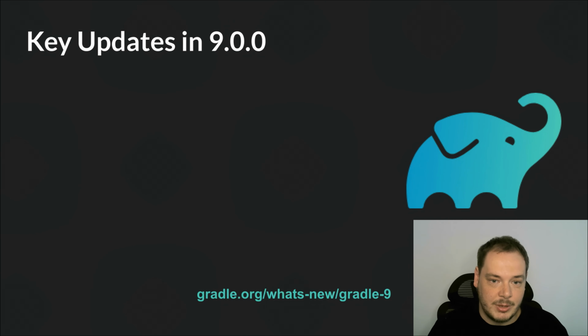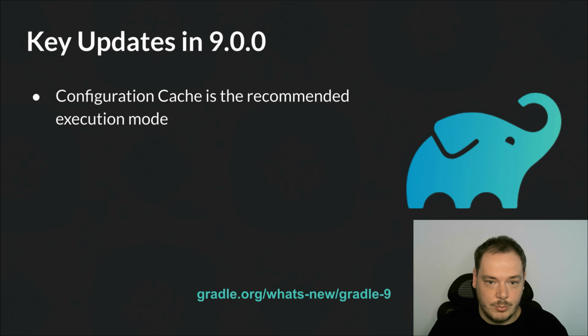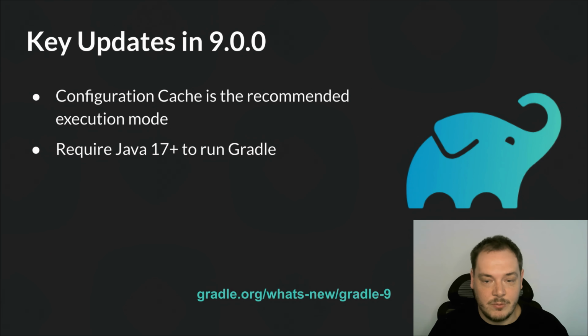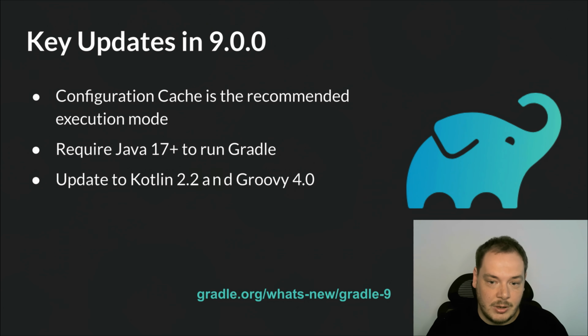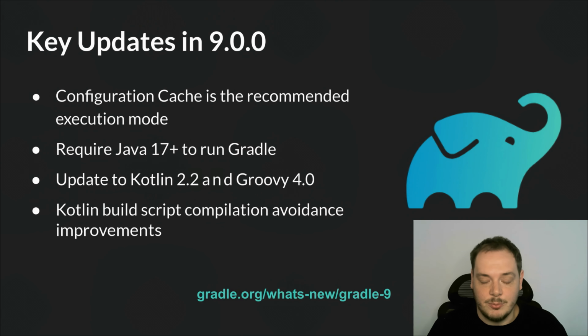In this release, we made configuration cache the recommended execution mode, or the preferred execution mode. It means that we encourage people to start adopting it. Java 17 is now the minimum version to run Gradle or Gradle Daemon. You can still build all the projects using the toolchain, but Gradle keeps updating and adopting new features of Java. Same, we updated to Kotlin 2.2 and Groovy 4.0, so there is new syntax, new performance capabilities, and one of the major changes is Kotlin build script compilation avoidance, which greatly increases build speed in certain scenarios.